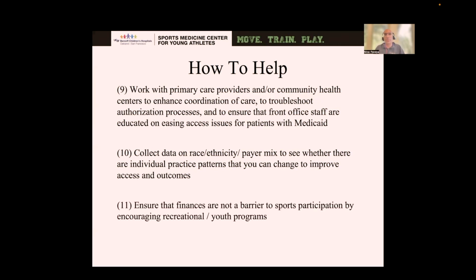Ensure that finance is not a barrier to sports participation from a community standpoint. We're all part of communities, many of us have children. Ensure that financial barriers don't prevent kids from participating, because if they have these financial barriers, they're not necessarily going to have access to those sports programs that are so important for keeping them healthy.